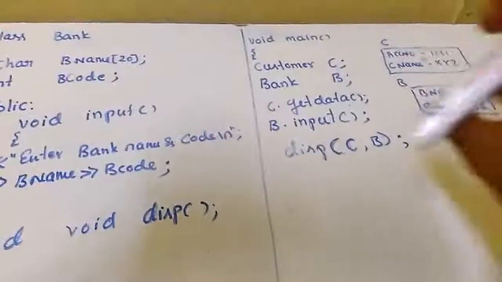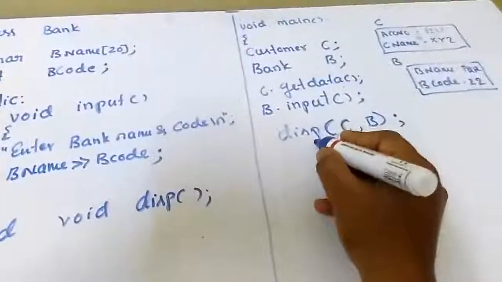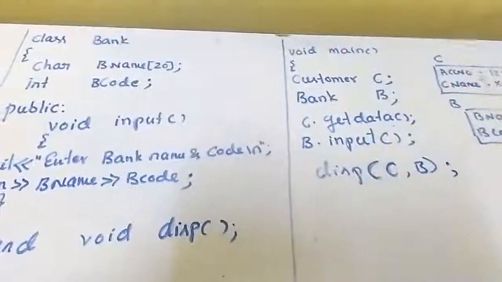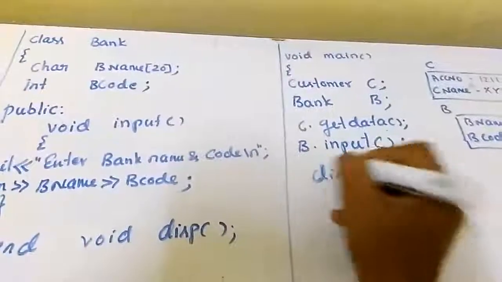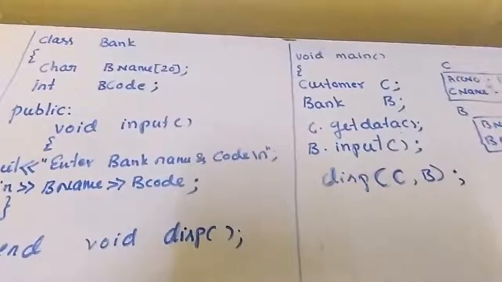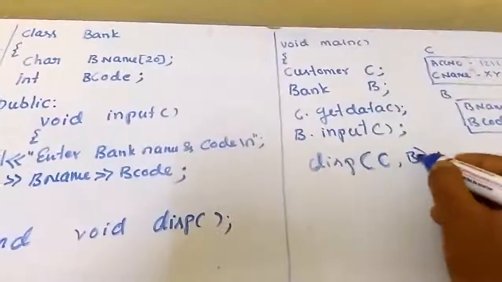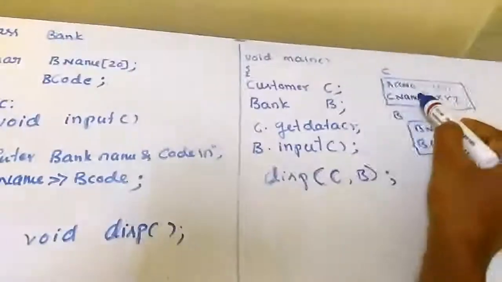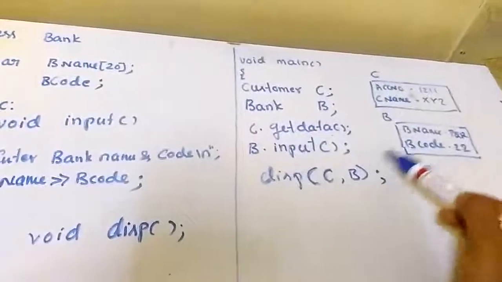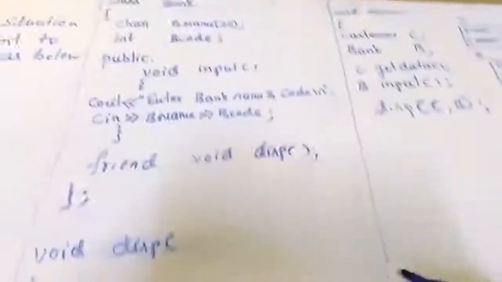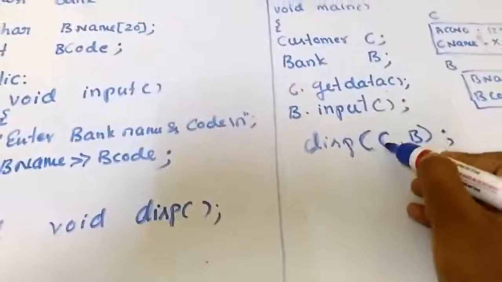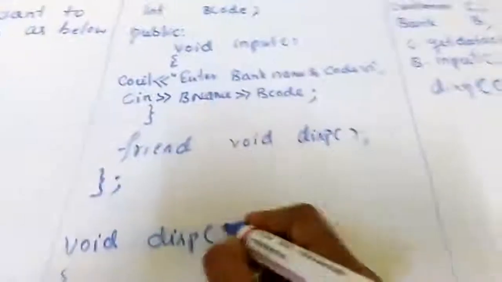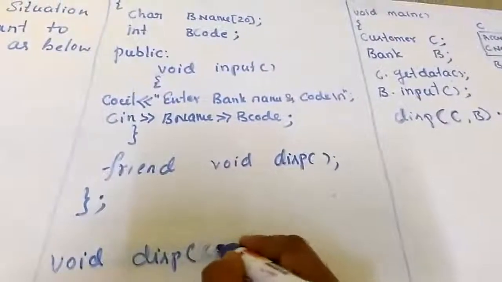So what is another rule? A display non-member function cannot be called through the object and dot operator. It is invoked as a normal function. Understood? Now I have to pass C and P because it has to access the private data of this object and also this object. So we have to pass. Now, what is the data type of C? C is an object of which class? Customer class. Understood? So we have to mention customer here in order to receive that.